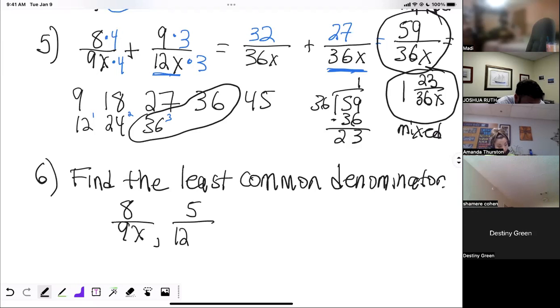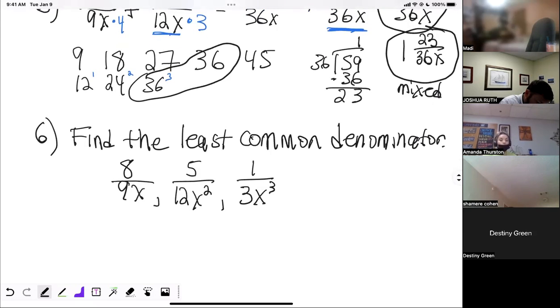5 over 12x squared. And 3 over, oh, not 3, 8. Make it 1. It doesn't really matter. We're just not doing that. Okay, we're just finding the common denominator. So 1 over 3x to the third. Now we're just finding the least common denominator. We're not adding them, correct?